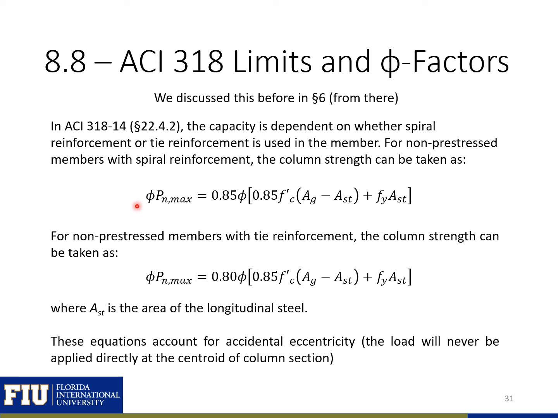This cap is dependent on the reinforcement. If we have spiral reinforcement, we need to reduce our pure axial strength by 15%. And if we have tie reinforcement in a rectangular column, then we need to reduce our pure axial compression capacity by 20%. So these will be caps on our moment-axial curve, which we'll look at in the future here.